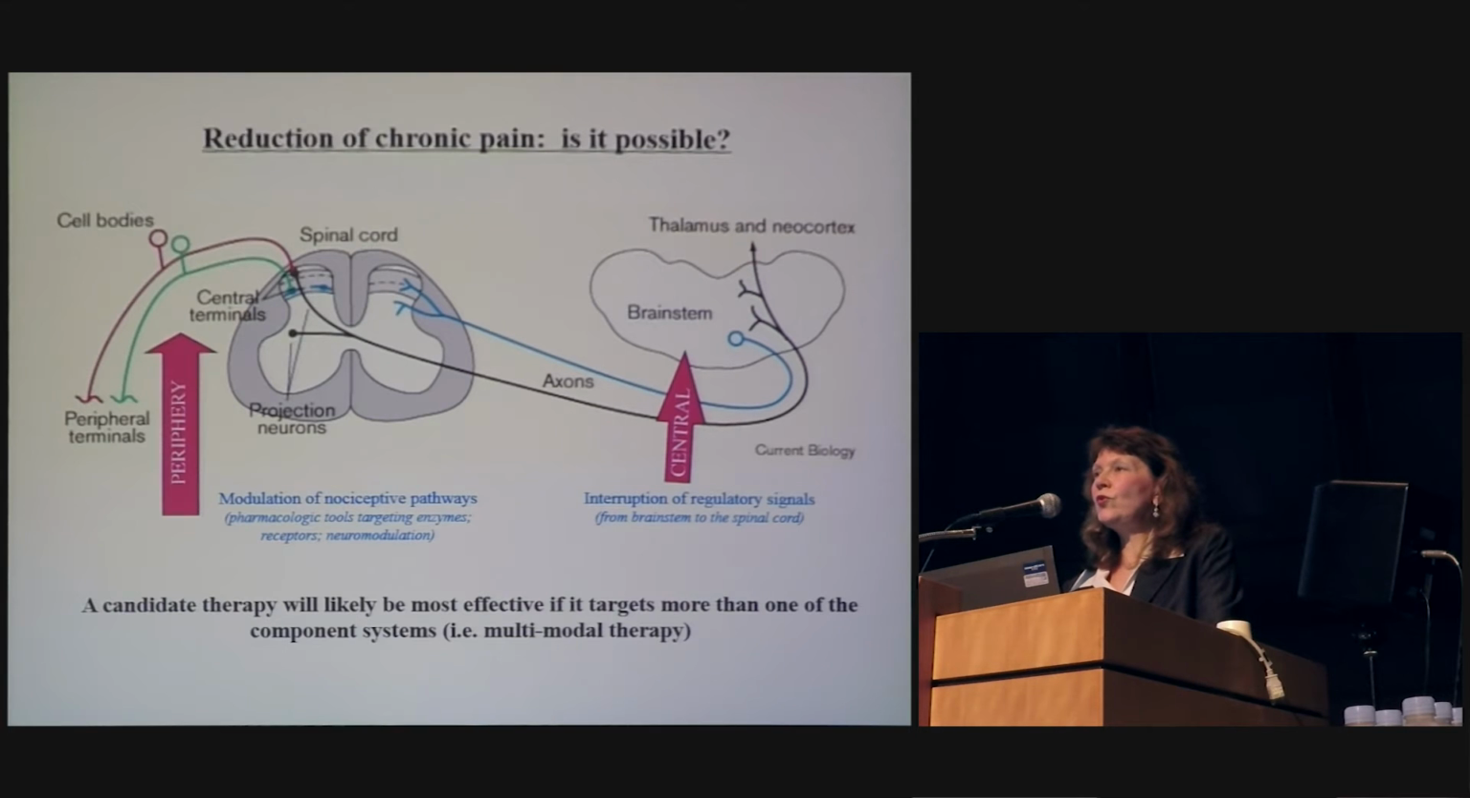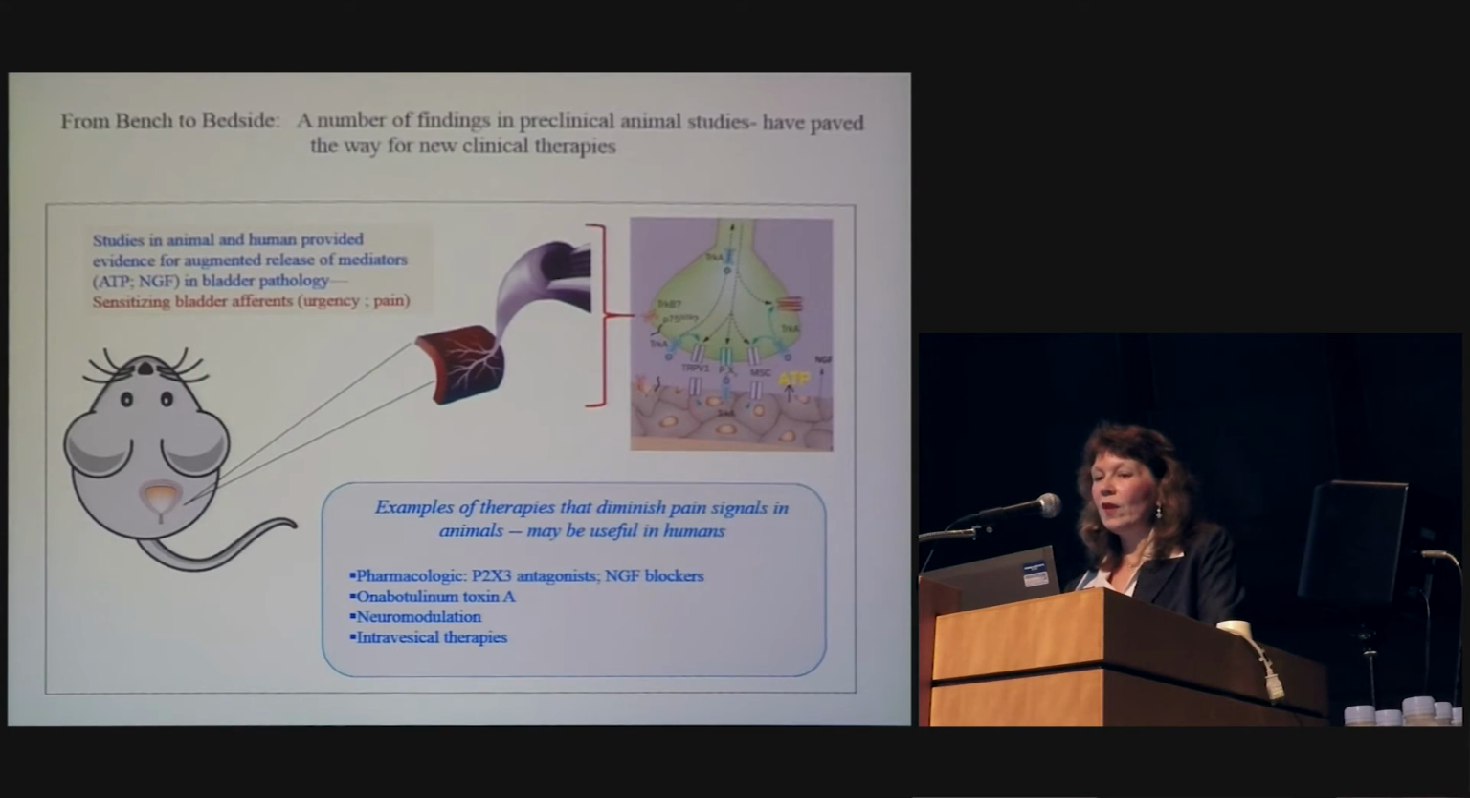So can we reduce chronic pain? Well, we'd like to think so. So candidate therapy may be very effective if it targets more than one of the component systems, so multimodal, both central as well as in the periphery. And from bench to bedside, there are a number of findings in preclinical animal models that have paved the way for new clinical therapies. I talked about just a few examples, mediators such as ATP, nerve growth factor, but there are a number of others.